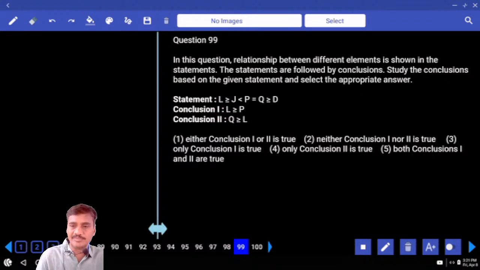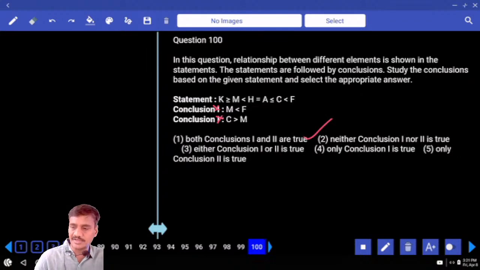99, L and P. L and P opposite symbols, and Q and L opposite symbols. So neither one nor 2, choice 2, question number 99. And finally 100, now M and C. Now between M and C, which symbol is common? Lesser than M, lesser than F. C and M, between M and C, M lesser than C, C greater than M. Hence what is your answer? Both the conclusions are true, choice 1, question number 100.